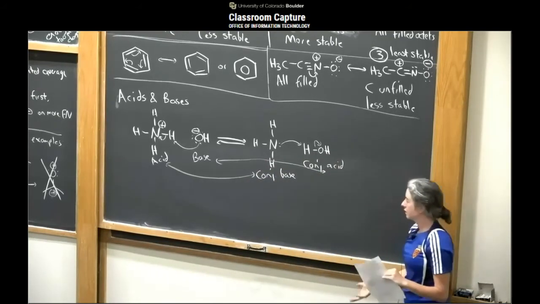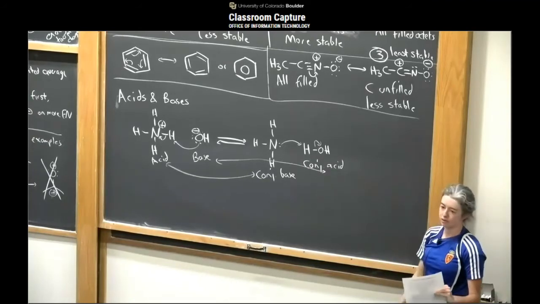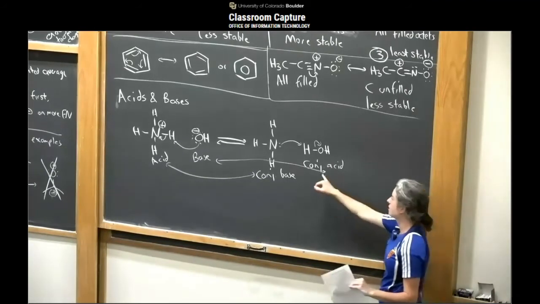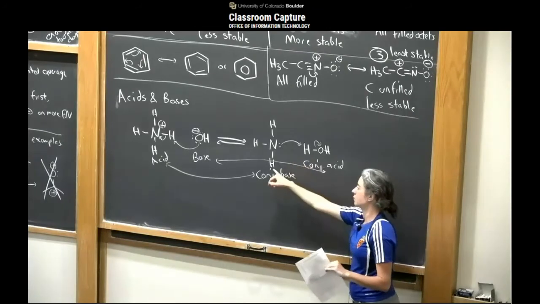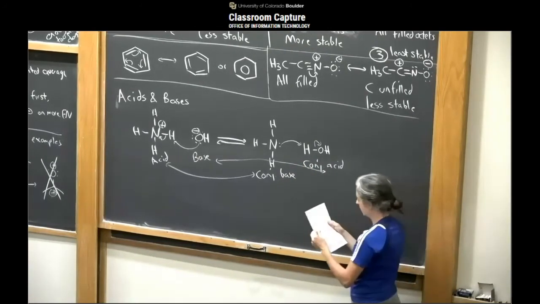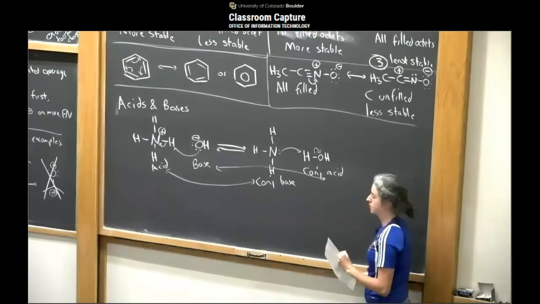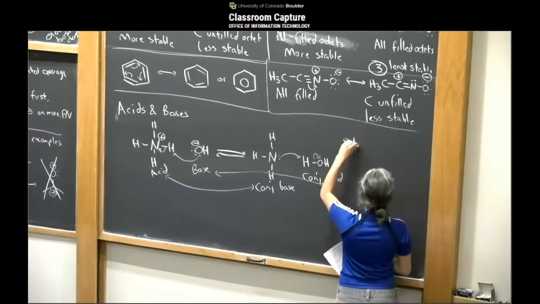So basically, we're looking at two different bases that swap a proton around, and then one of them acts as the acid, like while it's giving up that proton. Okay, so the stronger an acid is, the weaker its conjugate base, and vice versa.